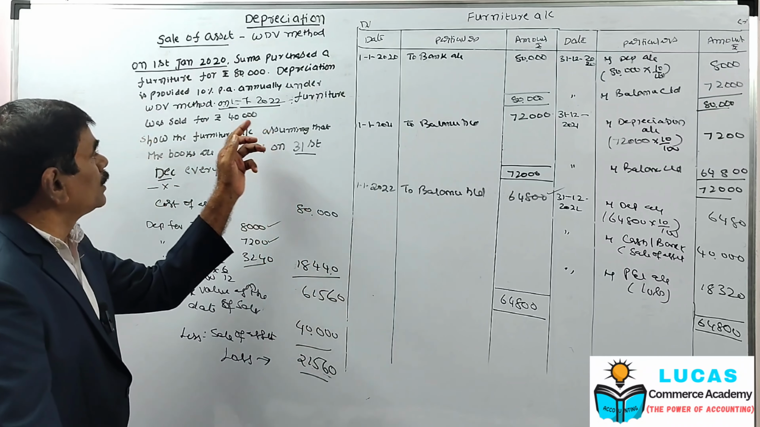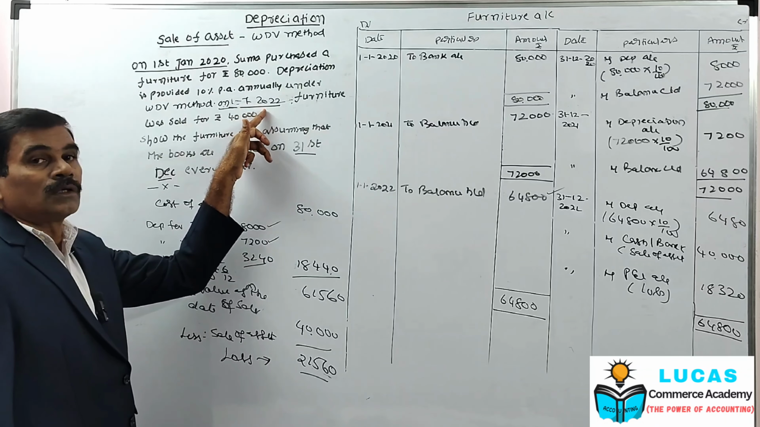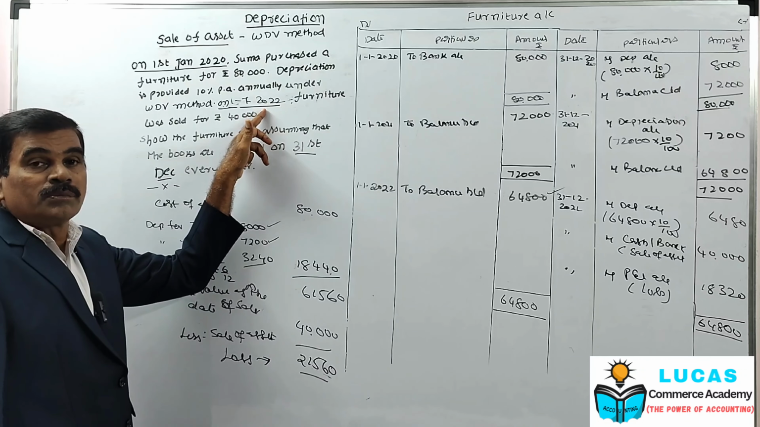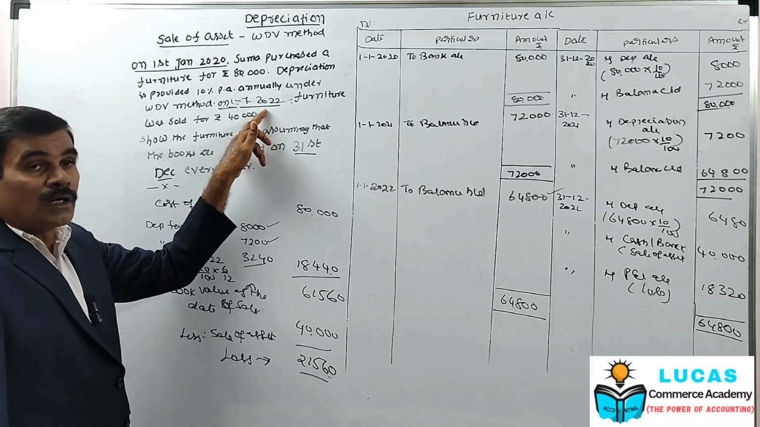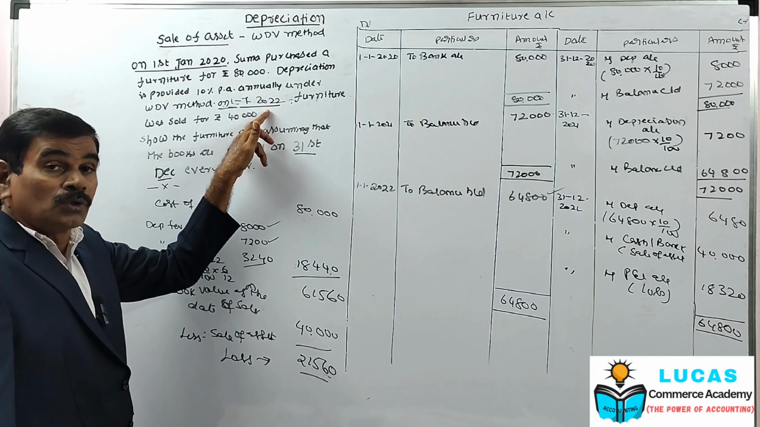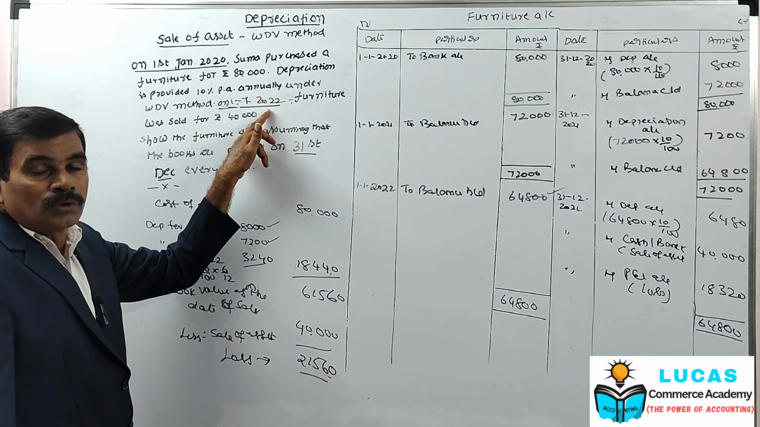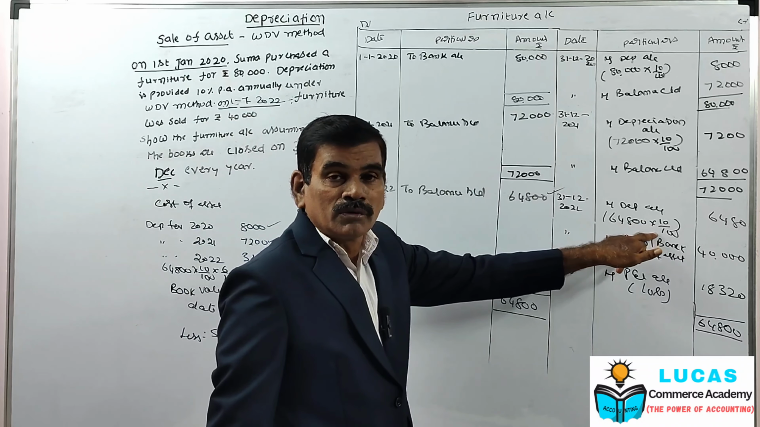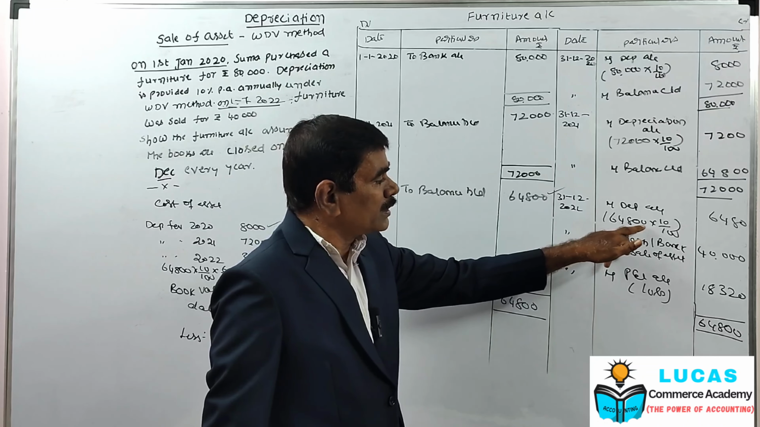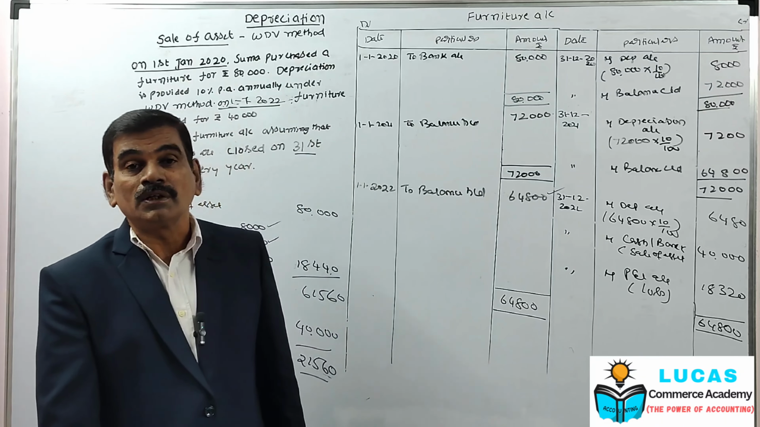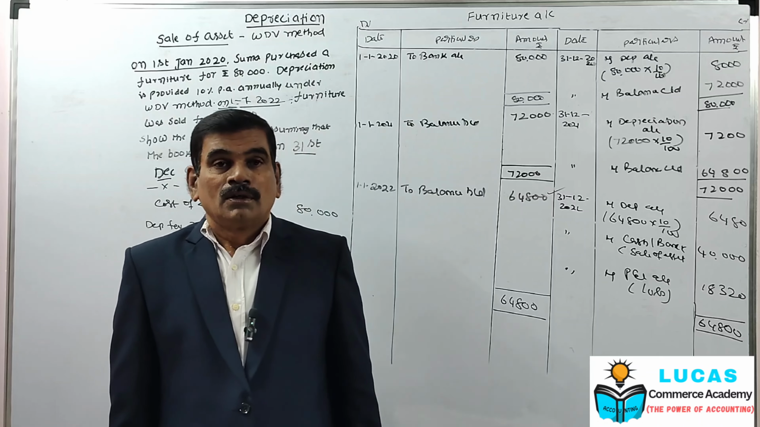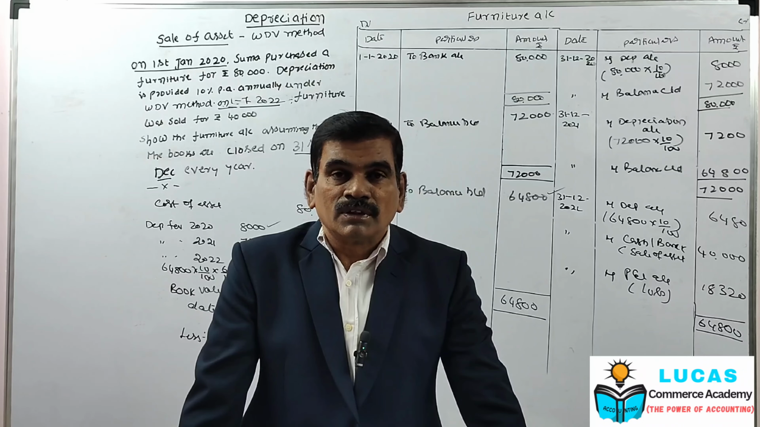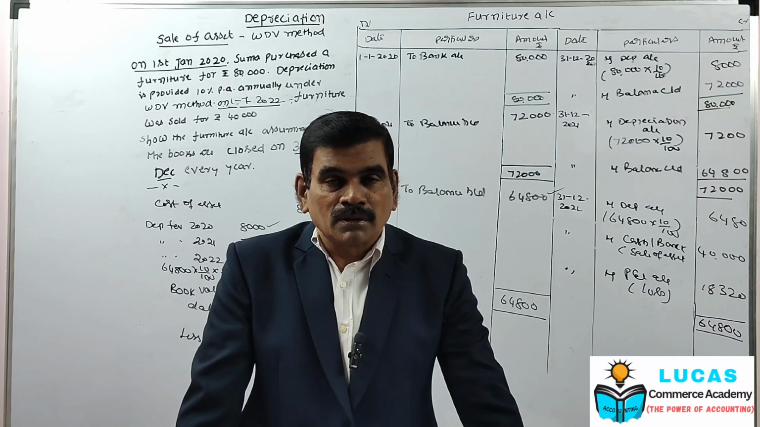Suppose the asset is sold on 1/10/2022. In this year the asset has been used from January 1st, 2022 to 1/10/2022, that means 9 months. Then calculate depreciation for only 9 months, that means 64,800 into 10 by 100 into 9 by 12. Okay, got it. So this is the sale of asset under the diminishing balance method.